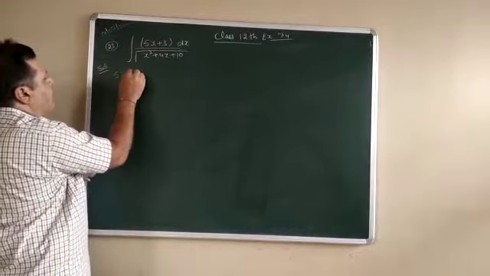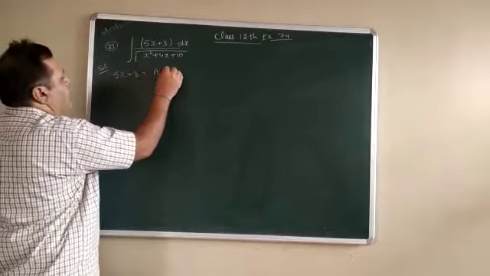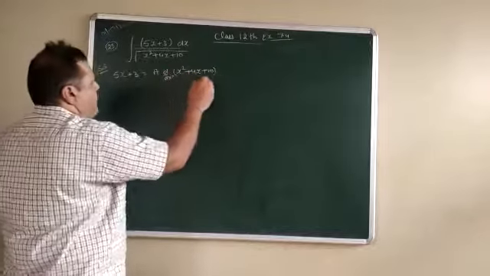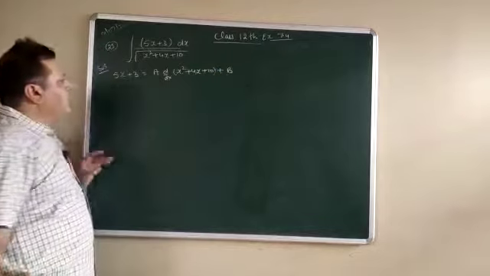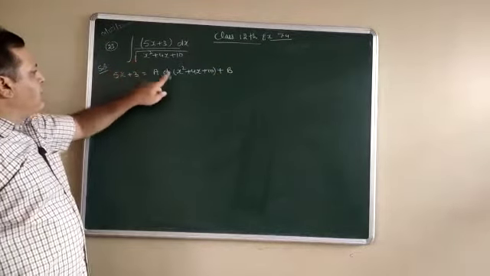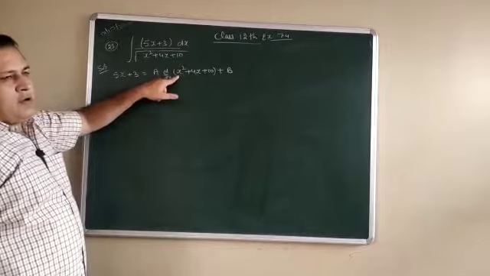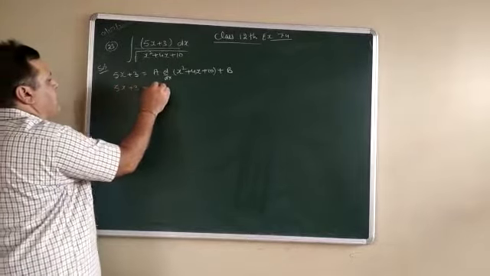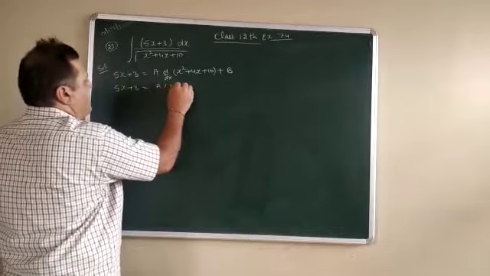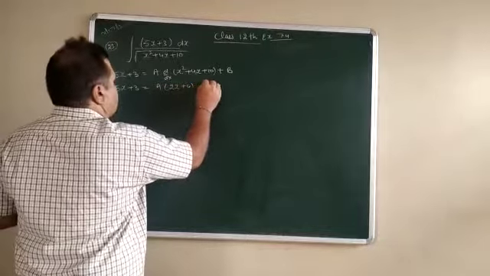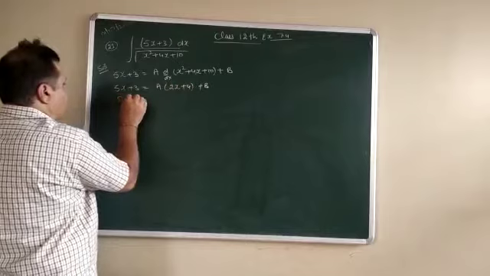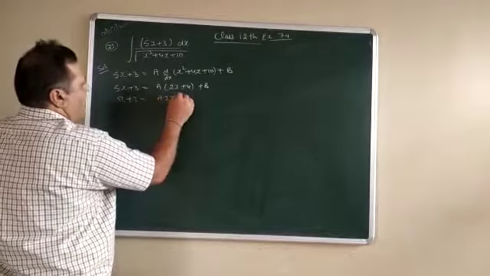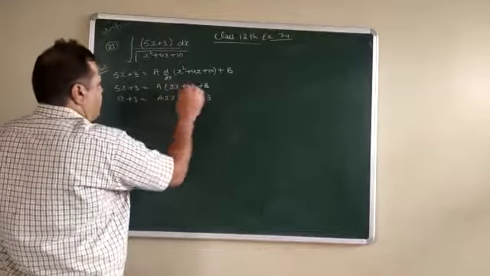So let us start. 5x+3 is equal to a times the derivative of (x²+4x+10), plus b. Now see the important thing: the square root is given in the statement, but when you find the solution you never write the square root. Like the previous question, you can proceed in the same manner. So it is 5x+3 equals a times (2x+4) plus b. Now 5x+3 equals 2a times x plus 4a plus b.